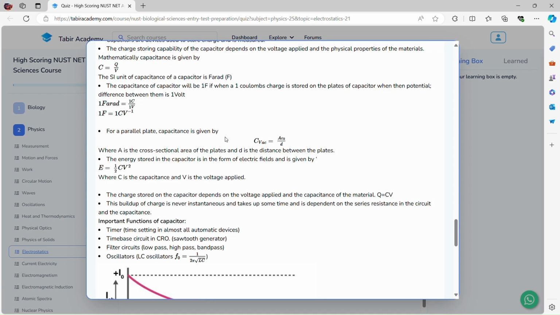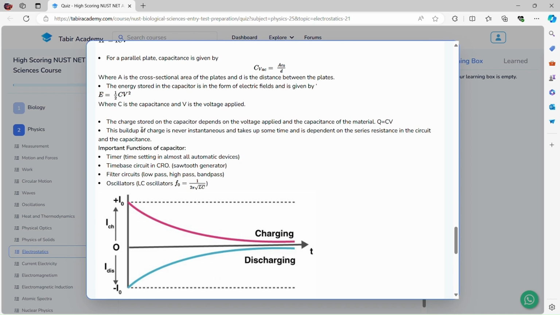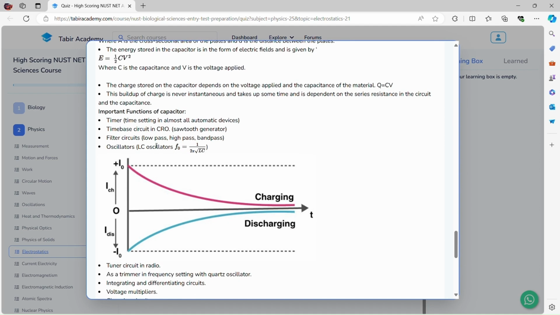For a parallel plate capacitor, capacitance is given by C equals A times permittivity of free space over D, where A is the cross-sectional area of the plates and D is the distance between the plates. The energy stored in the capacitor is in the form of electric fields and it's given by E equals 1 over 2 CV squared, where C is capacitance and V is voltage. The charge stored on the capacitor depends on the voltage applied and the capacitance. Q equals CV. This buildup of charge is never instantaneous and takes some time, dependent on the series resistance in the circuit and the capacitance.